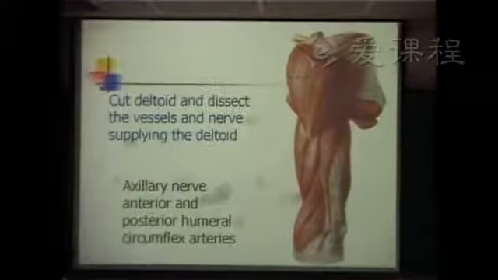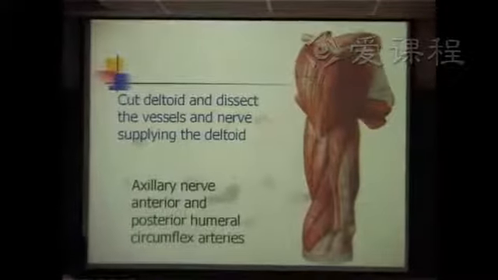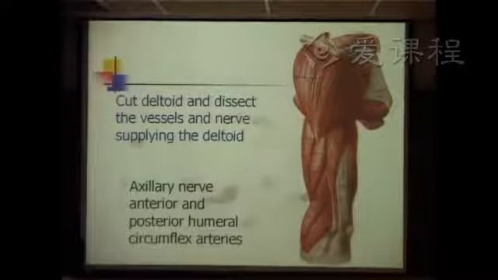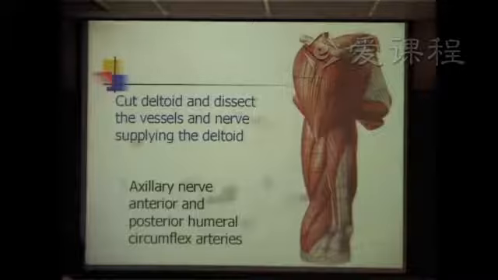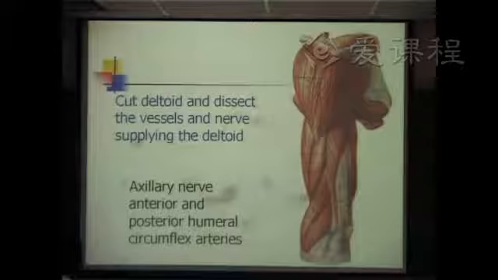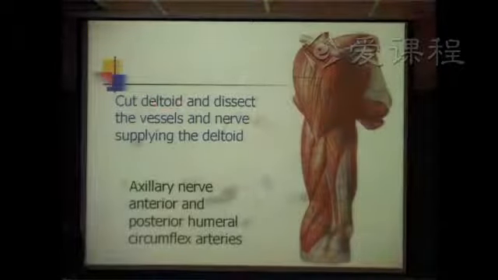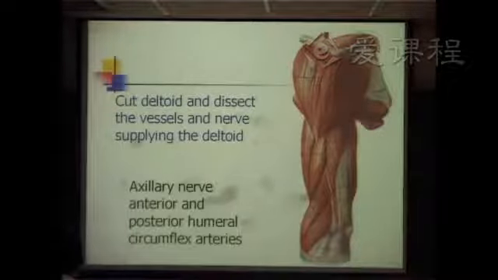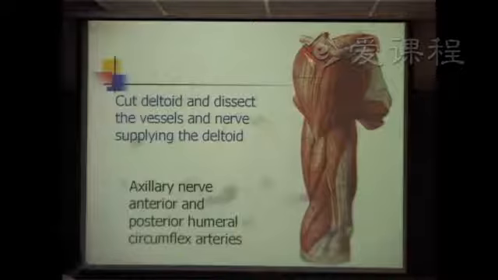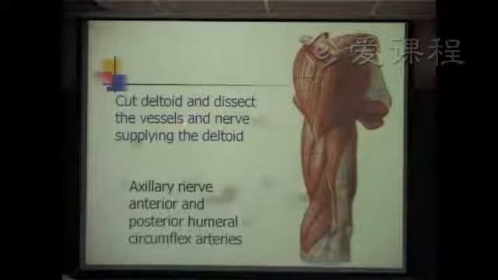After the superficial structures are identified, you should dissect the deep structures on the shoulder, the posterior aspect of the arm. First of all, you should cut the deltoid from here, and you can lift the muscle to find the vessel and the nerve supplied to this muscle.